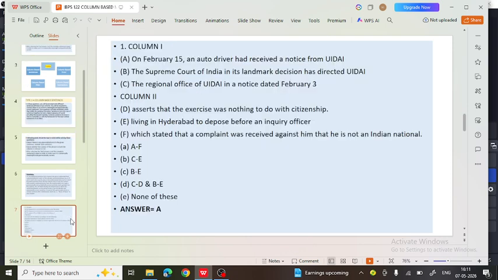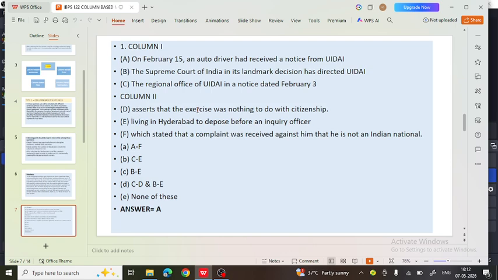Now let's see the first question under this heading. Column 1 has A, B, C, three parts of sentences, and in the second column, D, E, F. Now we have to find the pair or the connection between them. Read the first one: On February 15, an auto driver had received a notice from UIDAI. So this is the first part of the sentence. Now see the three options given here.